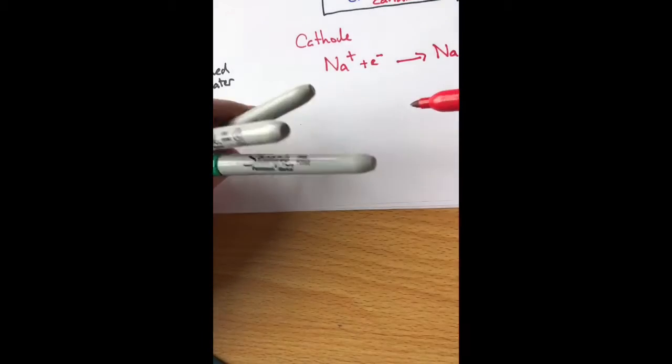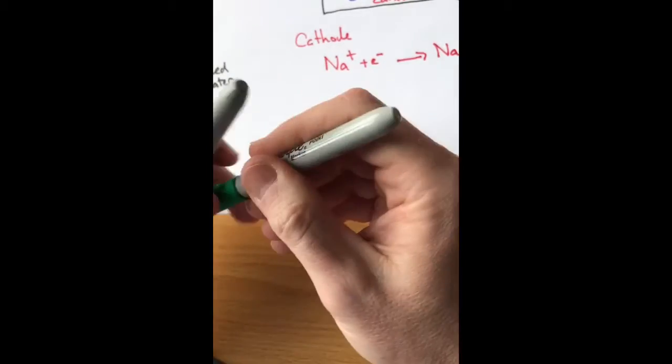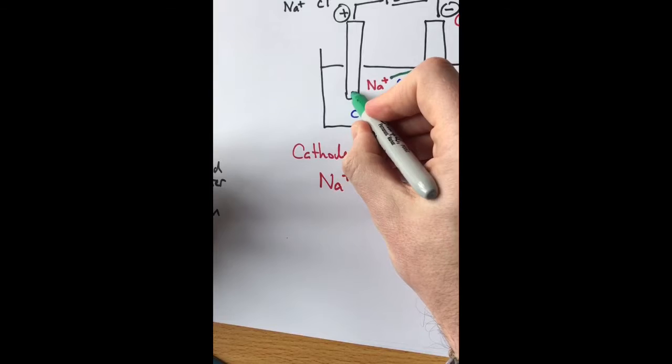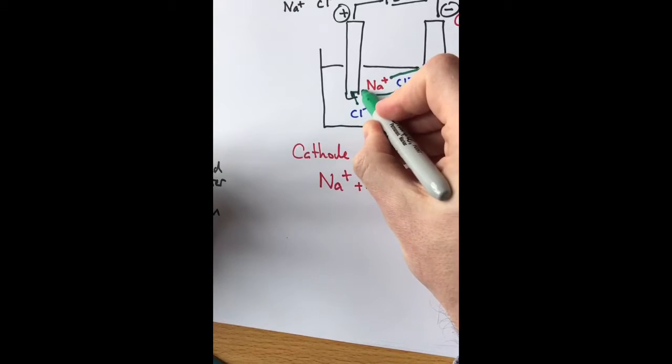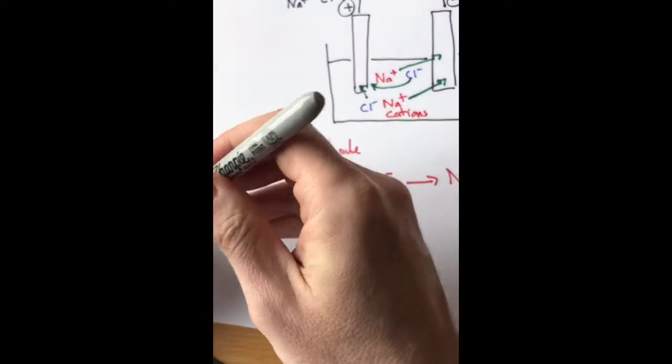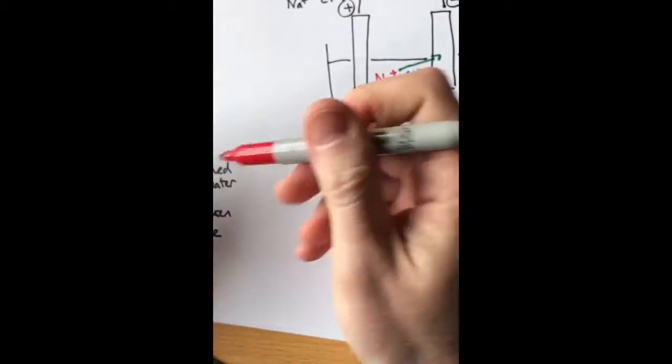Okay. At the anode, let's have a quick look at the anode. So at the anode, we've got our negative ions. They're going to head the opposite way, so they're going to come around this way. They're going to migrate towards the positive. Again, opposites attract, that's why they're going to head that way.